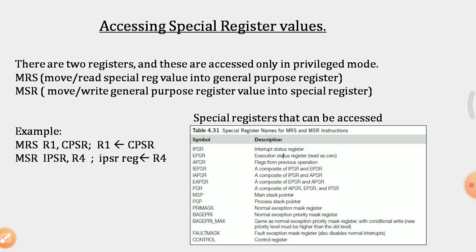For example, we have written up here MRS R1, CPSR. Here the value of CPSR will be loaded into register R1. And MSR IPSR, R4, that is, the value of R4 is written into the IPSR register.